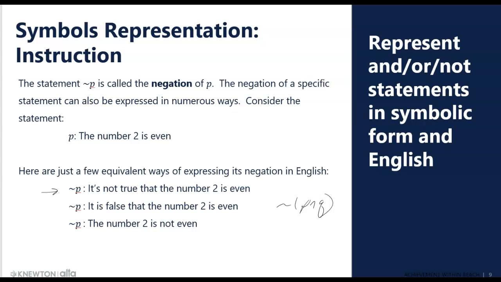So let's look at, are these truly negations, all of them? Well, the number 2 is even is a true statement. It is not true that the number 2 is even is a false statement because it's true. It is false that the number 2 is even is false because it's not false, it's true. And the number 2 is not even is also false. Instead of saying not even, you could use a word that represents the opposite of even, and that word would be odd. I could have said the number 2 is odd. It doesn't have the word not in it, but it would still be a negation of the number 2 is even.